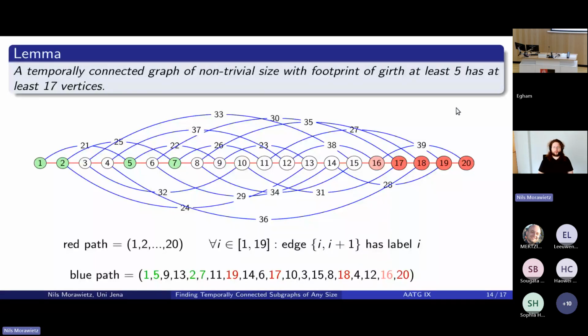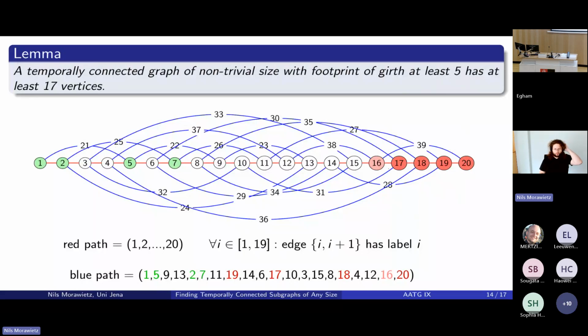Meaning, as already said at the beginning, if I take any of the 4 red vertices, I cannot take any of the green vertices. And if I take any of the green vertices, I cannot take any of the red vertices. Which in combination means the largest TC subgraph I could have in this gadget has size 16, but since the girth is exactly 5 here, it needs to have size 17, which would be a contradiction. So there cannot be any non-trivial subgraph in this gadget.